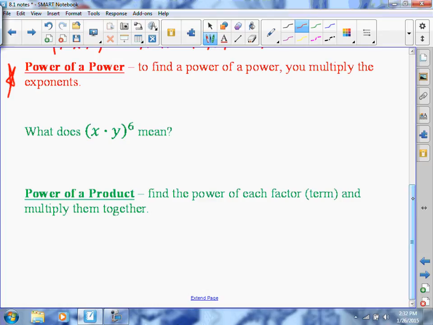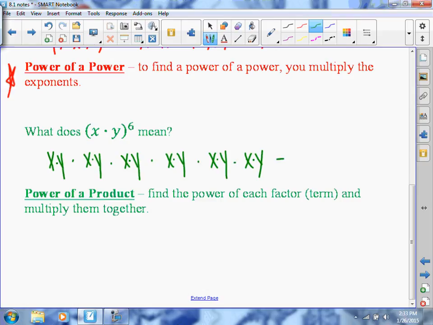And then we also have a kind of like a distributive property a little bit. Okay, this expression here, we have an x times y inside our parentheses, and it's being raised to the sixth power. So that means I have x times y 6 times. There's 4 of them, 5 of them, whoops, and 6 of them. Okay, and they're all being multiplied together.